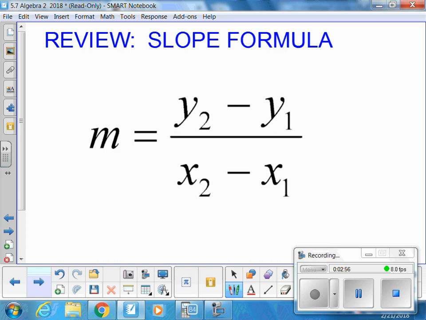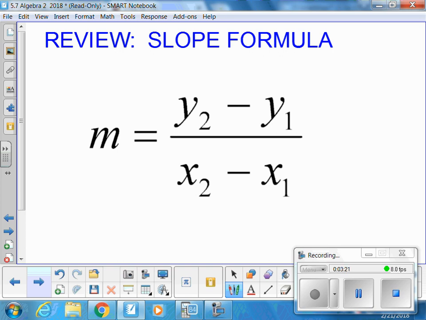I have a little song. Y minus y over x minus x equals slope. You don't necessarily have to do y2 minus y1 over x2 minus x1. You could reverse the orders. You just have to go in the same order both times. Slope. Y minus y over x minus x equals slope.